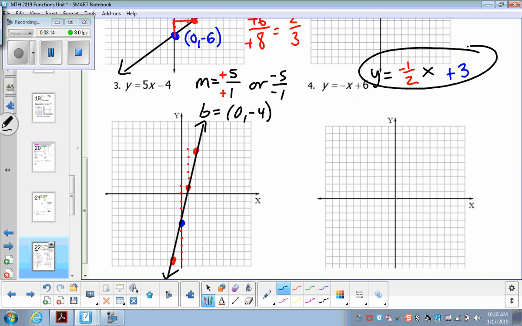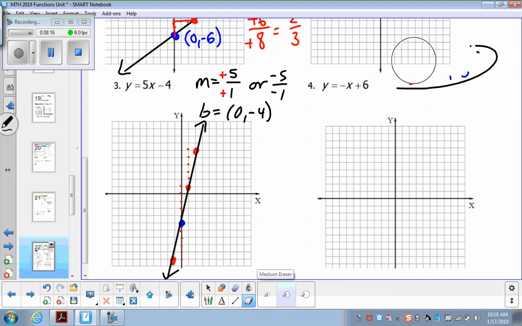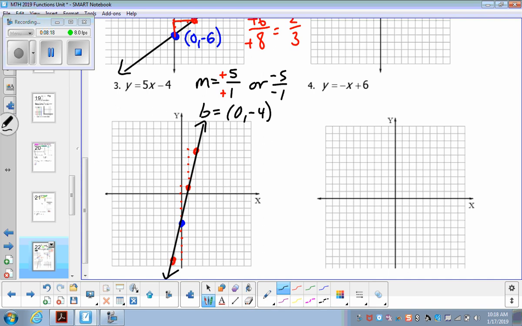And for our last one, number 4, this time our equation has a negative coefficient, so we are expecting it to go backwards that way. Since the coefficient isn't a number we can see, we can assume it's a 1, and that negative means it's a negative 1. So we're going to go down 1 over 1, or we can start by going up 1 and then keep it negative with a backwards movement.